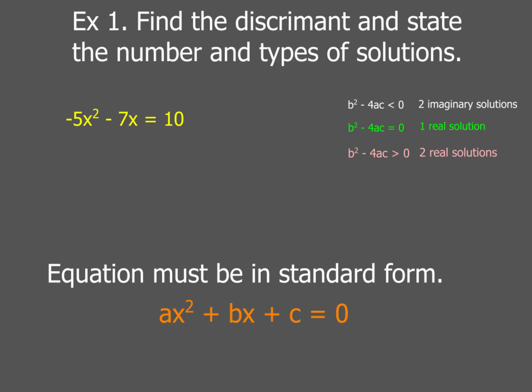Now, the first thing that you want to do, negative 5x squared minus 7x equals 10, is you've got to make sure that we get our equation in standard form. This is a very common error that people will make, is that they will start to work with the discriminant, and you don't want to do that until you get the equation in standard form. So we've got to move that 10 over to the other side.